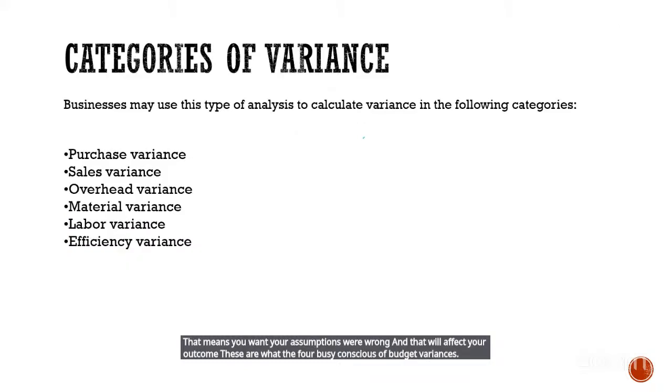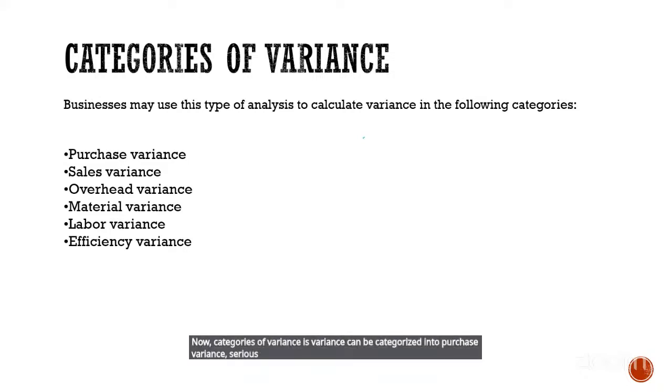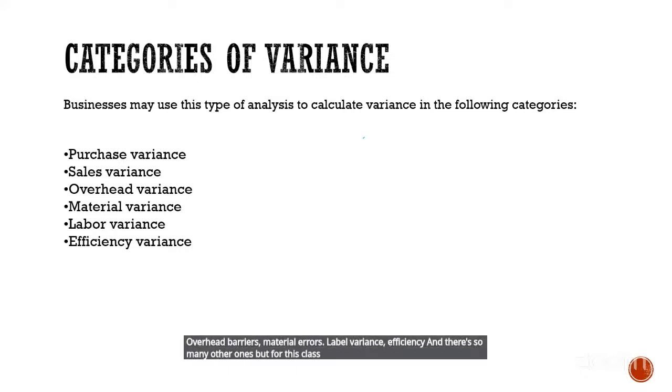Now, categories of variances. Variance can be categorized into purchase variance, sales variance, overhead variance, material variance, labor variance, and efficiency variance. And there are so many other ones. But for this class, we'll just look at these six.